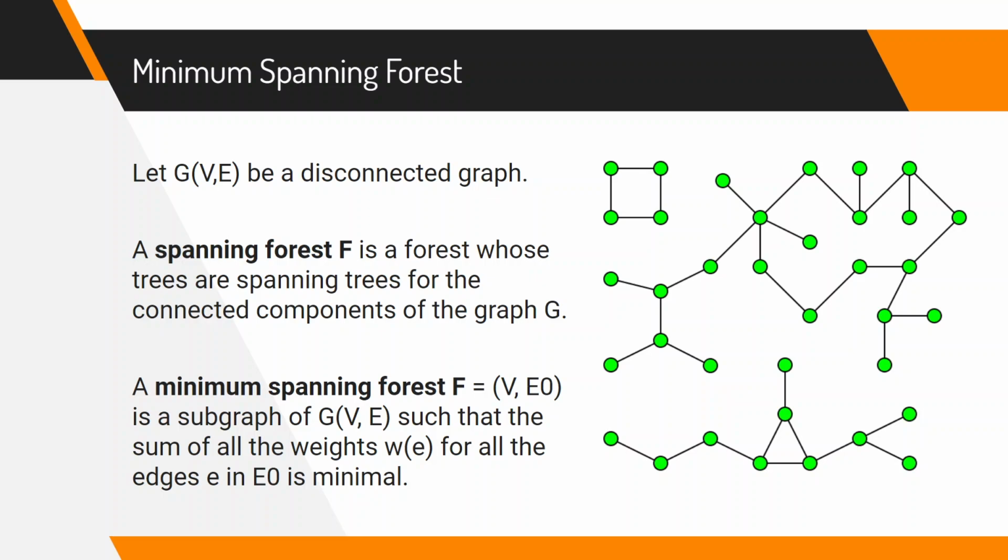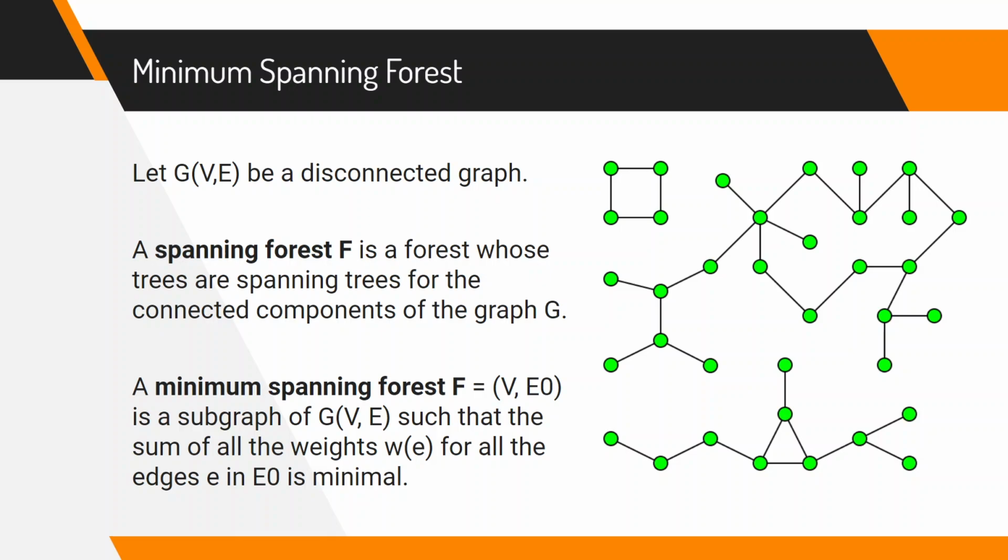Now let's talk about minimum spanning forest. Let G(V, E) be a disconnected graph. A spanning forest F is a forest whose trees are spanning trees for the connected components of the graph G. A minimum spanning forest F, which is represented by (V, E0), is a subgraph of G(V, E) such that the sum of all the weights w(e) for all the edges e in E0 is minimal.